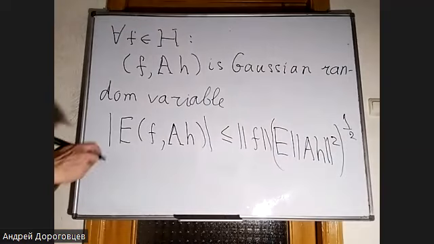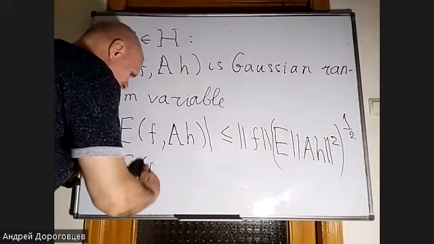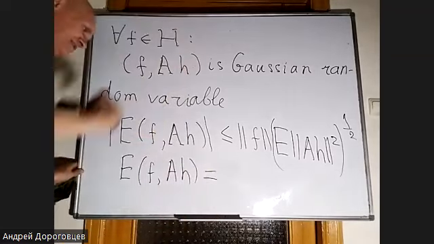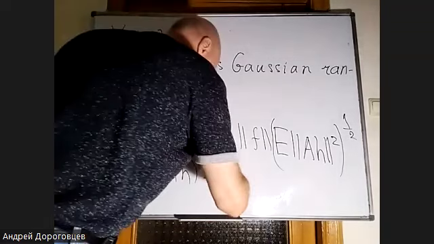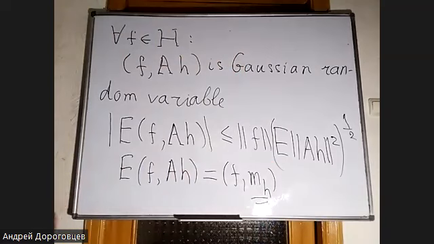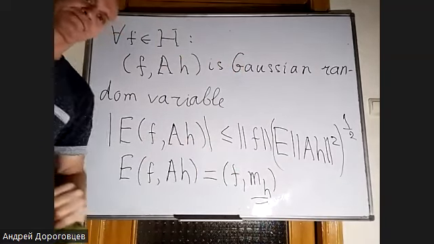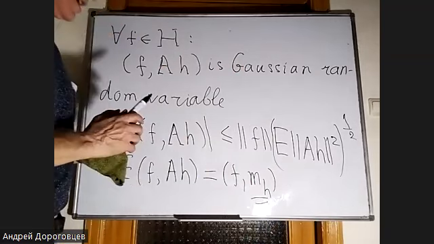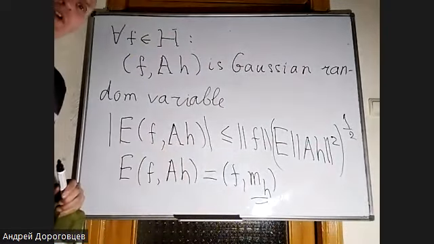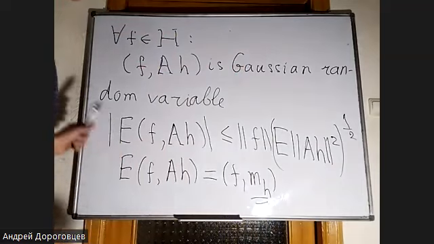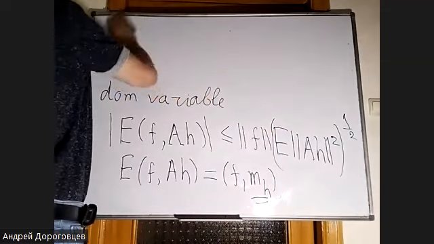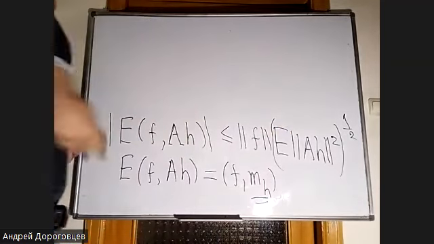Since then, we know that the expectation of (f, Ah) is a continuous functional of f and must be represented, because capital H is a Hilbert space, as some scalar product (f, Mh). This is the definition of the mean. Moreover, I think that this Mh is a continuous operator. So I claim that Mh is a linear and continuous operator defined in the capital H.